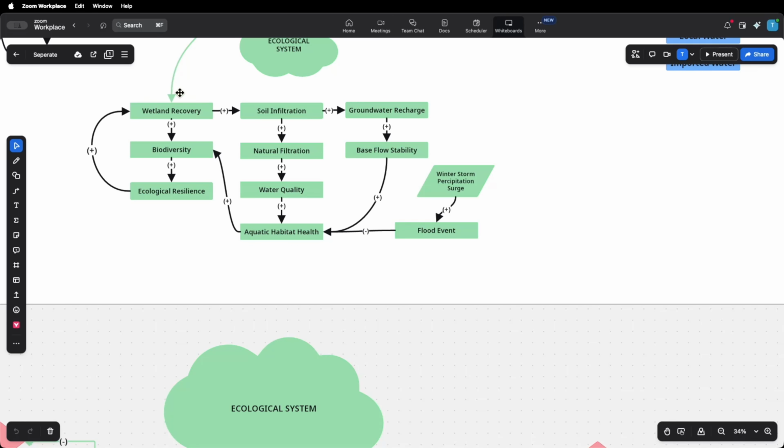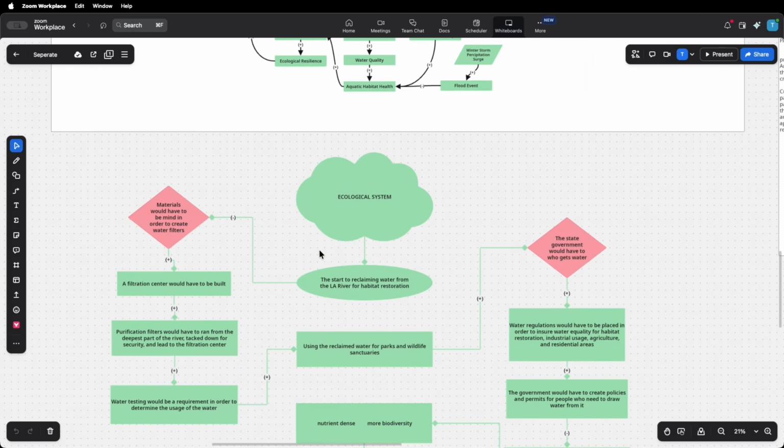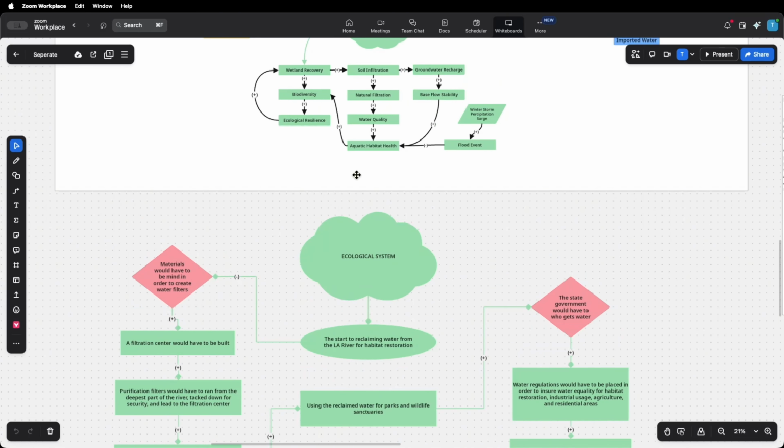Because yes, the wetland recovery is a slow trickle-down process where it just starts flooding and making the soil wet. But the wetland recovery is also, when you come full circle, the entire ecosystem. So you need to have ecological resilience to promote that wetland recovery and strength. Okay, so see how that, to start reclaiming water from the LA River for habitat restoration, you start reclaiming the water and it leads all the way to the habitat restoration.